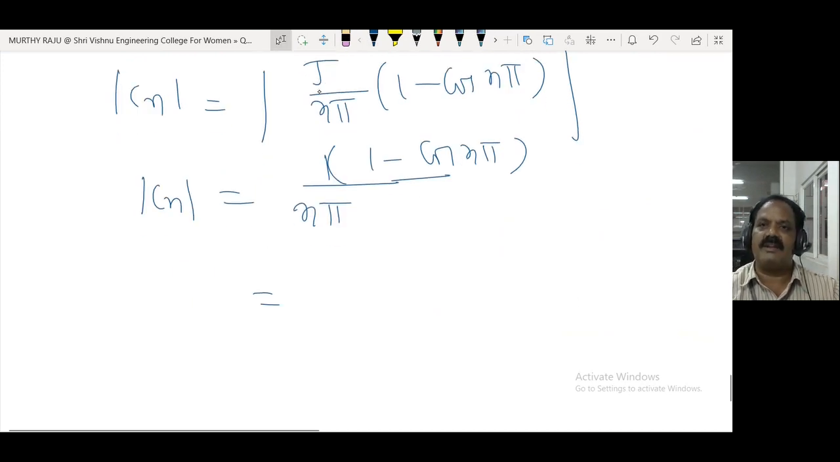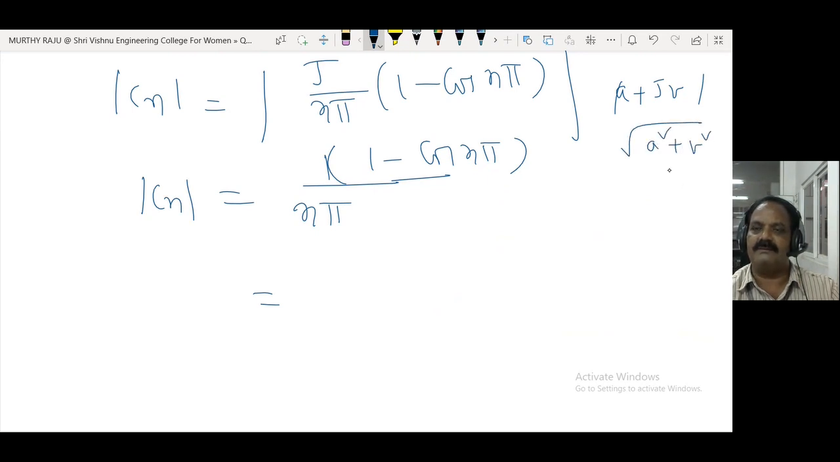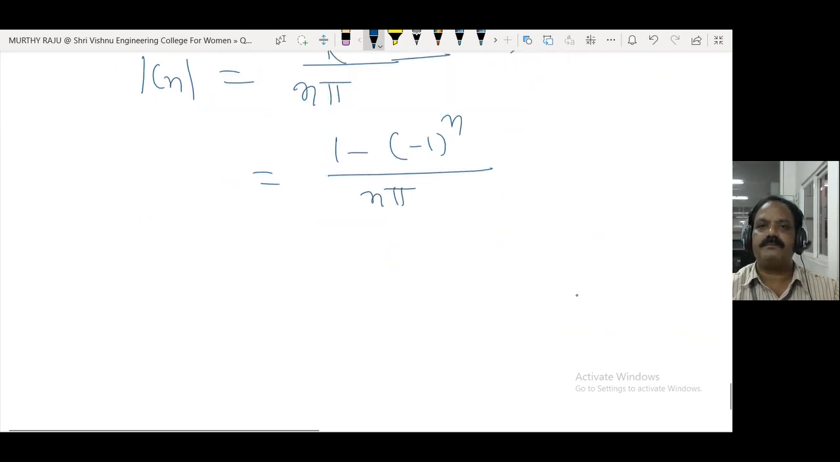Here the j term is there, that is the reason modulus is taken. For a plus jb, the modulus is the square root of a square plus b square. The square and square root cancel. That is mod Cn equals 1 minus cos n pi by n pi. We know that C naught, that is A naught, is equal to 0.